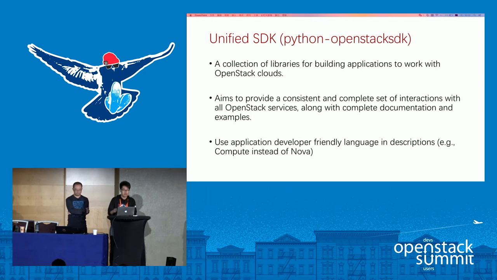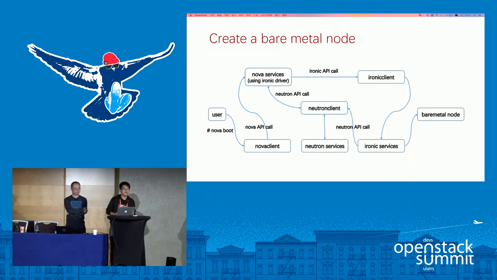And OpenStack SDK is a collection of libraries for building applications to work with OpenStack. It aims to provide a consistent and complete set of interactions with all OpenStack services, along with complete documentation and examples. It uses application developer-friendly language in descriptions, just like I said just now, compute instead of Nova. So this is SDK. Now let's take an example to see the difference between using existing clients and OSC or SDK.